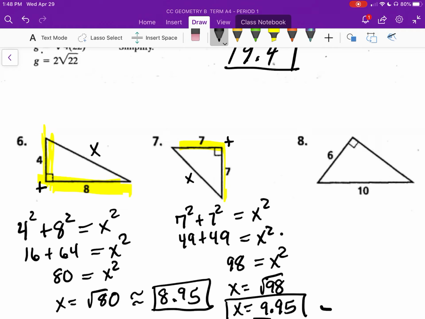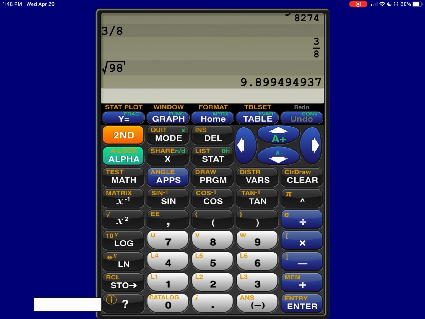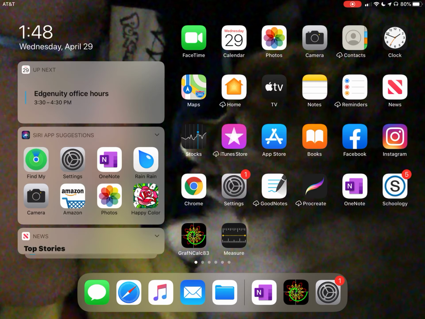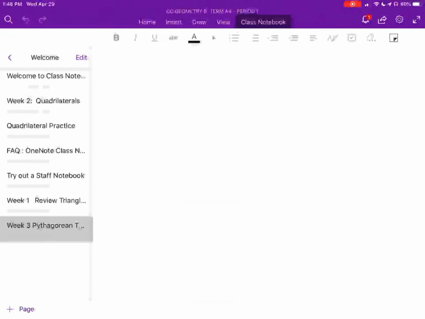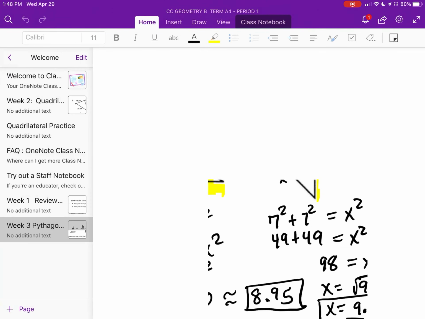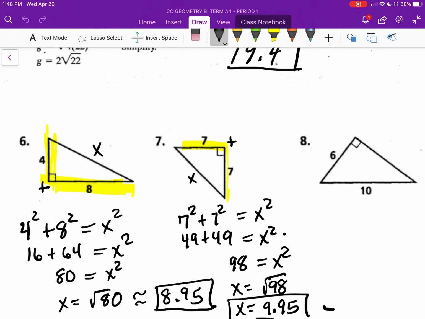And you can use a calculator. If you don't believe me, let's go to our calculator. Second square root, and I have a feeling it's going to give me a fraction, but it's 9.899, so 9.99. So I should have maybe had 9.99, not 9.95. So when in doubt, always go to your calculator, but in this case, 9.95 would be okay. It's a good estimate. Since I looked on the calculator, I'm going to go back and put the 9.9.